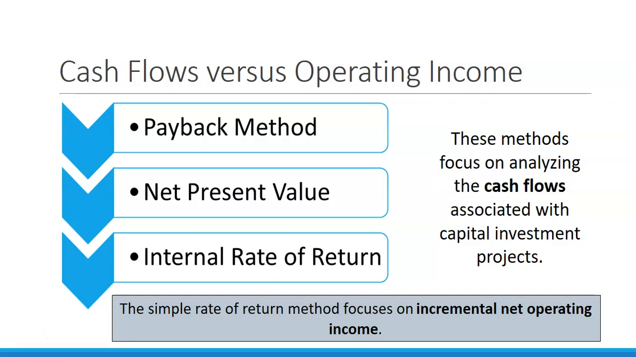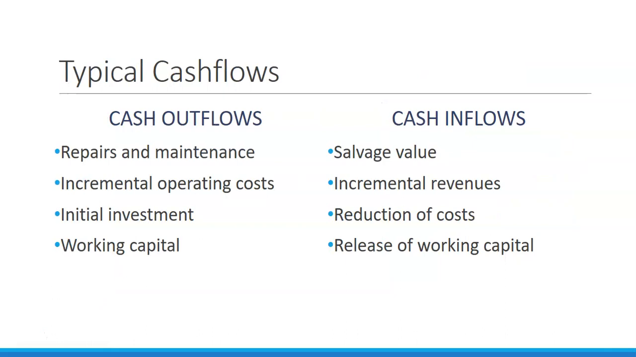First, we're going to talk about how we look at cash inflows and outflows for capital investment projects. Cash outflows are the initial investment. So what does the investment cost? What are we buying? The incremental operating costs. So how much does this new piece of equipment cost to operate every year? Repairs and maintenance that are required on it. And then the working capital. So what assets are tied up as part of going into this process?